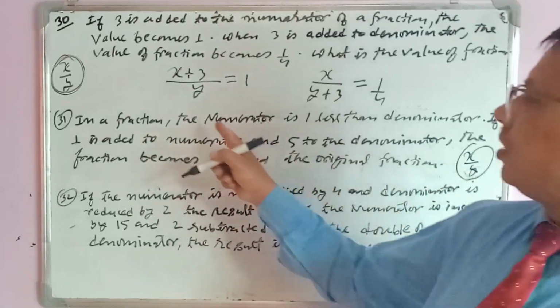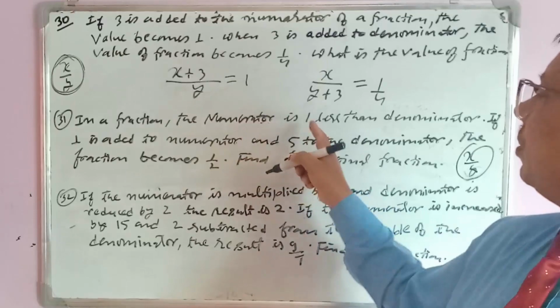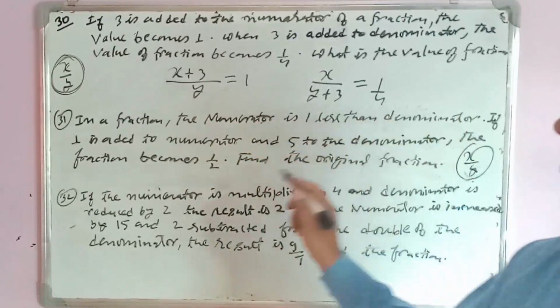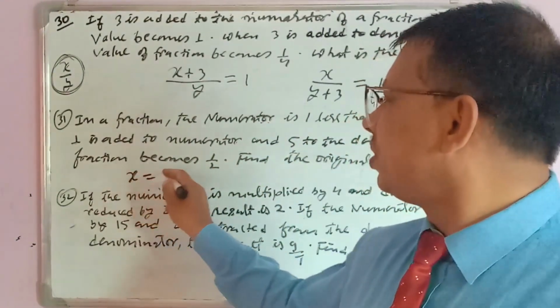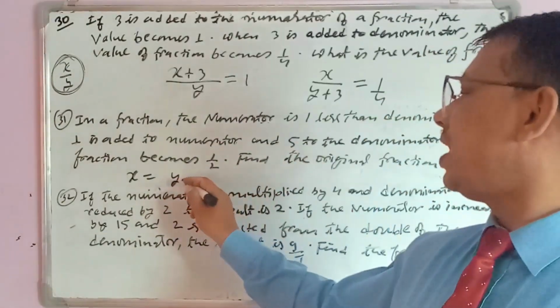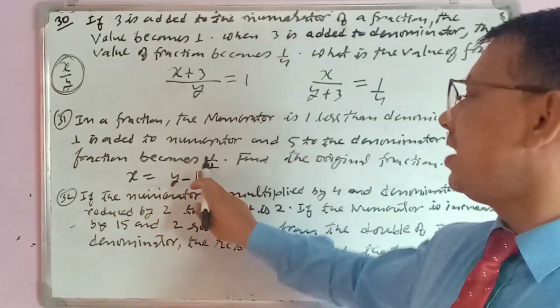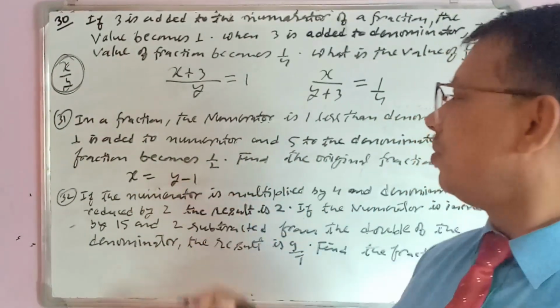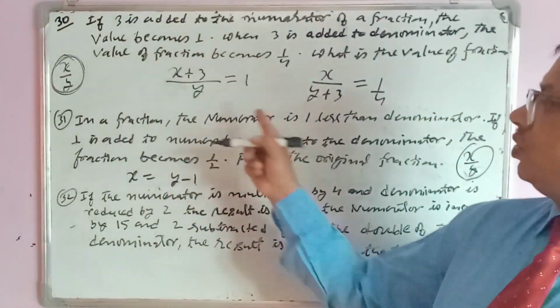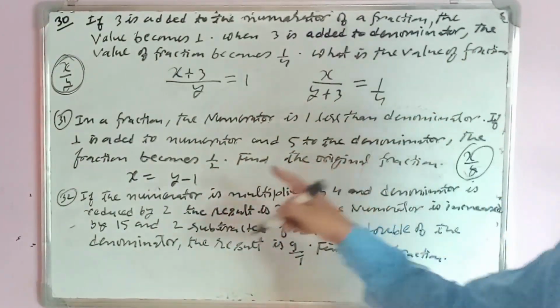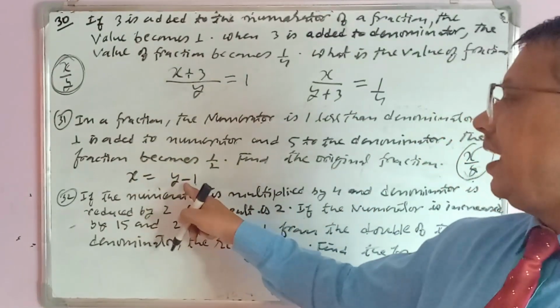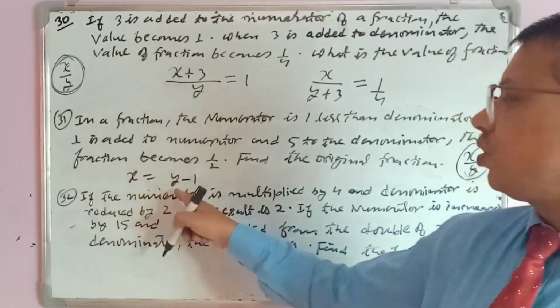Case 1. Numerator is 1 less than denominator. Numerator means x, denominator is y, 1 less means y minus 1. So x equals y minus 1, equation 1.